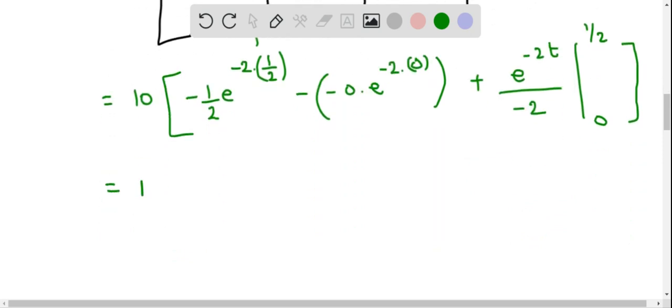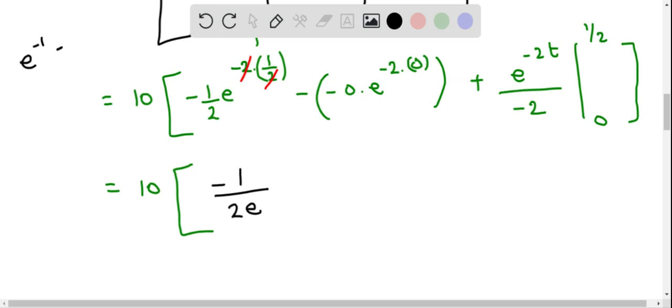So this equals 10 times of, we have the square bracket. We see that this will get cancelled. That is e raised to the power of negative 1. So I can write down this as minus 1 by 2 times of e, because we will have e raised to the power of negative 1, and this equals 1 by e. So that's why I have put this as negative 1 times of 2 times of e, and this is 0 times of any number is 0, so we simply ignore that.